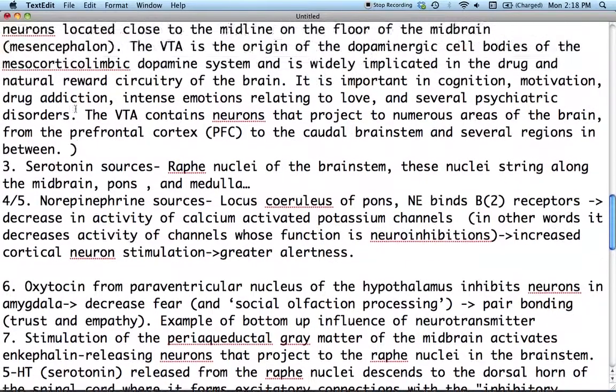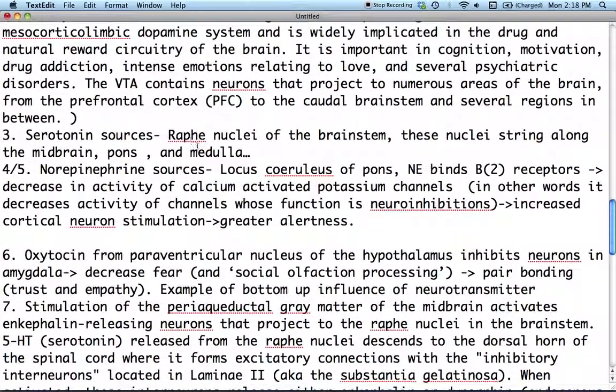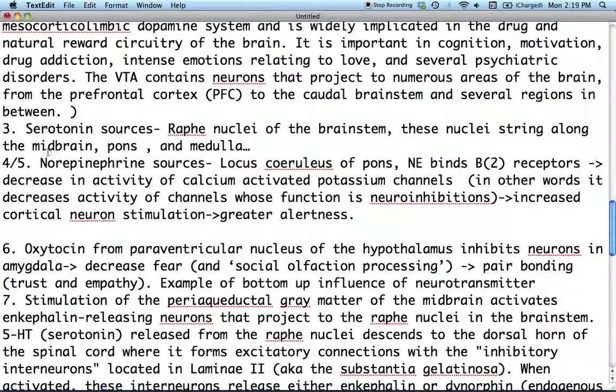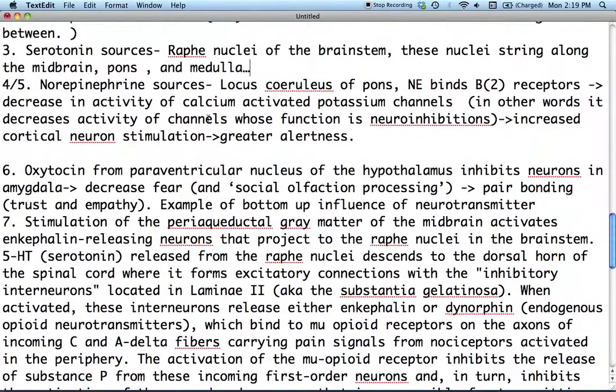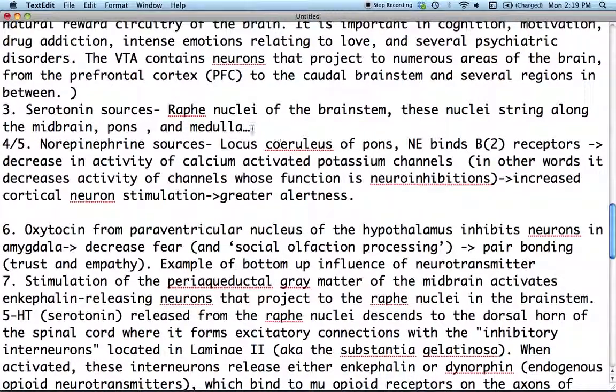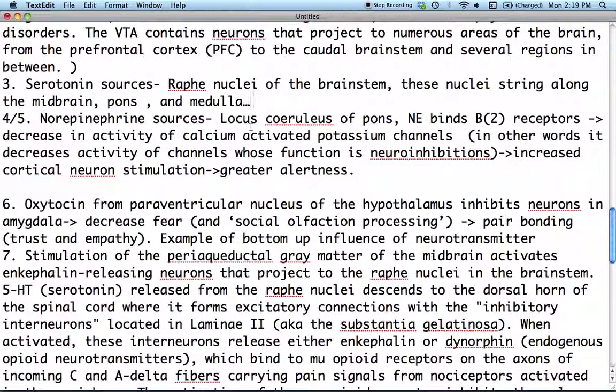Okay, so we did dopamine, now we got to do serotonin. The source is the raphe nuclei of the brainstem. So this is sort of a diffuse collection of nuclei that string along the entire brainstem, so along the midbrain, pons, and medulla. That's all I'll say about that, but we know there's probably going to be questions about SSRIs and mood and depression and all these things.